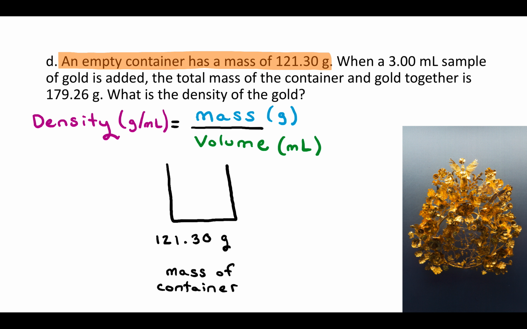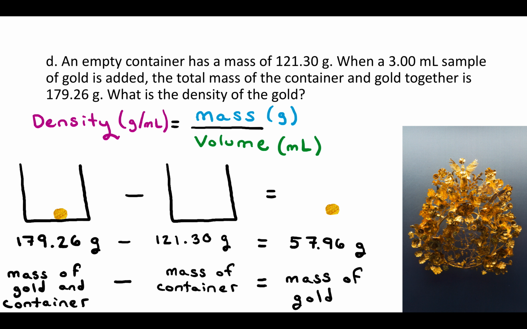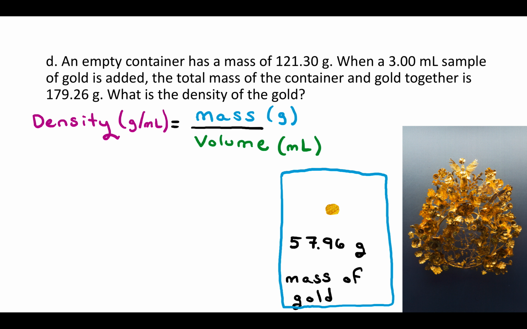Then it says when a 3 milliliter sample of gold is added, the total mass of the container and gold together is 179.26 grams. And so that's the mass of both the container and the gold. So if we want just the mass of the gold, we can take the mass of the gold and the container, subtract the mass of the container, and we just get the mass of the gold. So in this case, it would be 179.26 minus 121.3, and that would give you 57.96. So now we have the mass of the gold. It's 57.96, and I can put that on the top of that fraction in that equation.